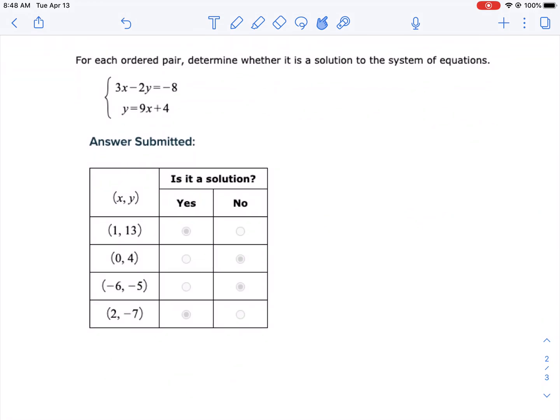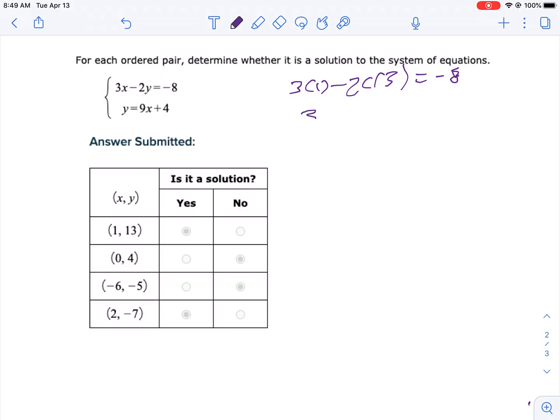Okay, now let's check these. Some of these are right, some of these are wrong. I left your answers here so we can tell. Let's start. Remember, it goes x and y. So I'm going to start with my first ordered pair, 1 and 13. Is 3 times 1 minus 2 times 13 does that equal negative 8?